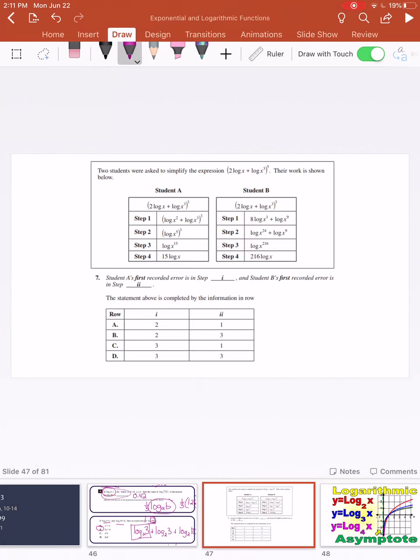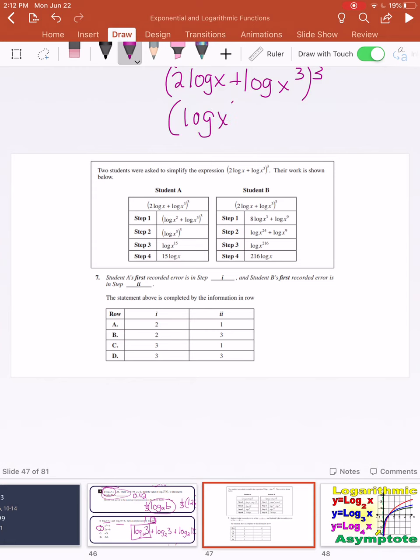Next question. 2 students were asked to simplify the expression 2 log x plus log x to the third. Their work is shown below, and we're trying to figure out where they made a mistake. A lot of times when I'm working with these types of questions where it asks where did they make a mistake, I'll just go ahead and simplify it by myself without looking at the student's work, and then I'll compare. So I'm going to move that 2 as an exponent on the argument x here.